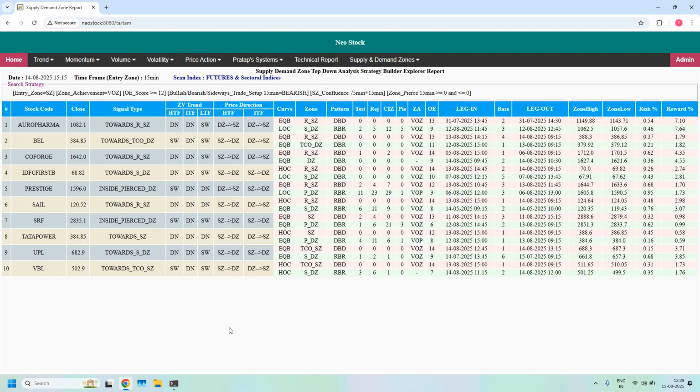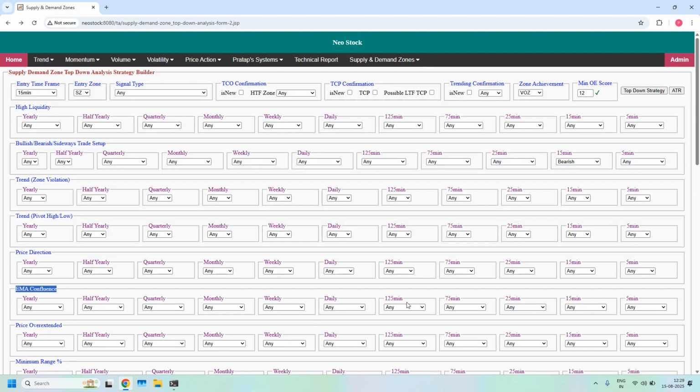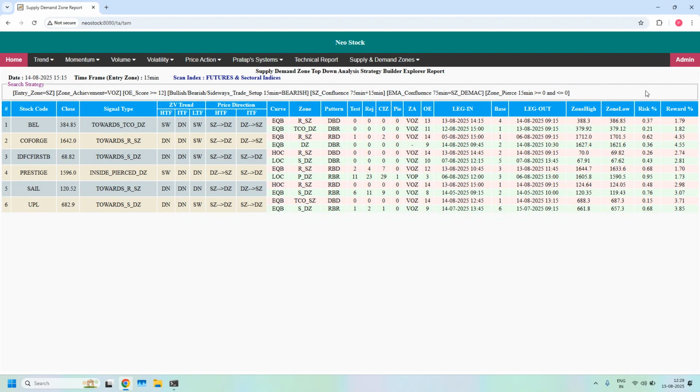Let's further filter based on the 75 minute supply zone having daily EMA confluence. The EMA confluence at 75 minutes, that is 75 minute supply zone with the daily EMA confluence filter, is enabled. Now we got 6 stocks. So these 6 15 minute supply zones might have higher probability to get success, provided less than 20 checklist items are satisfied. Otherwise, there are higher chances of zone violation.